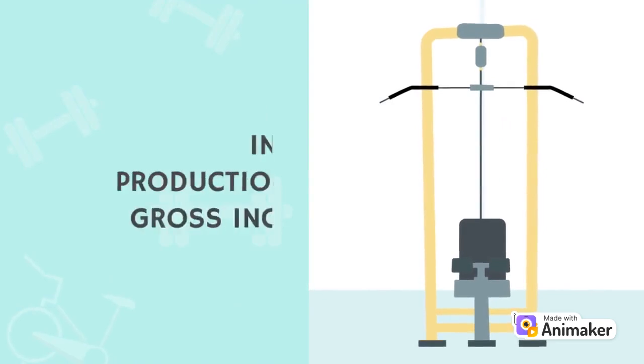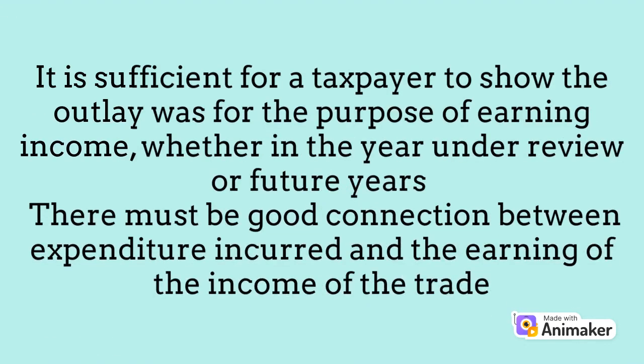In the production of gross income, it is sufficient for a taxpayer to show the outlay was for the purpose of earning income, whether in the year under review or future years. There must be a good connection between the expenditure incurred and the earning of the income of the trade.